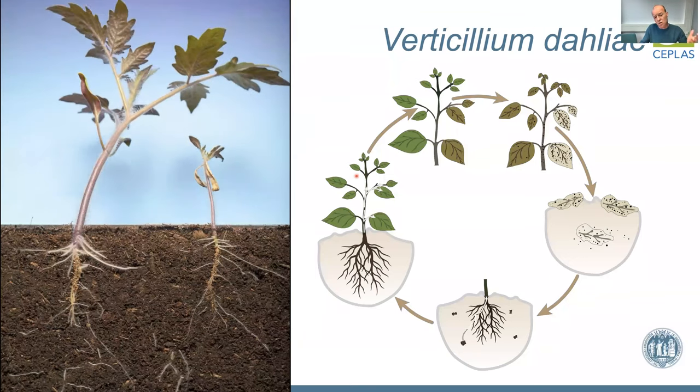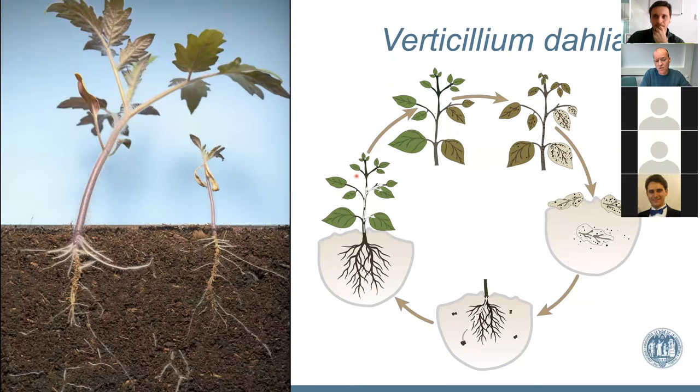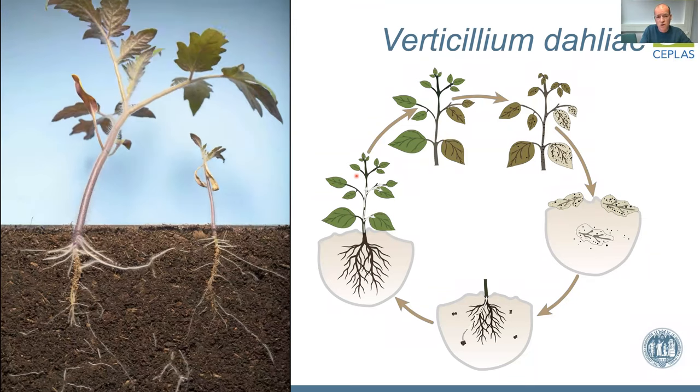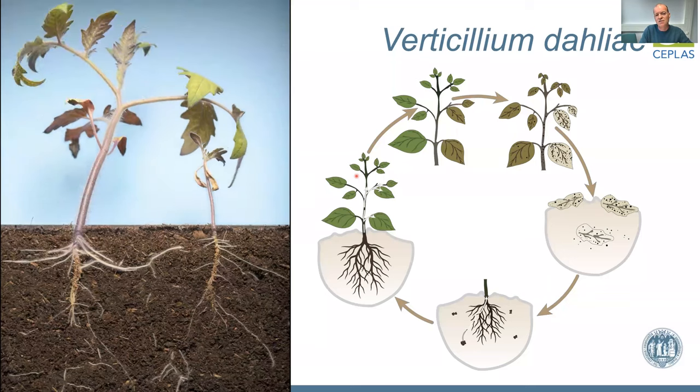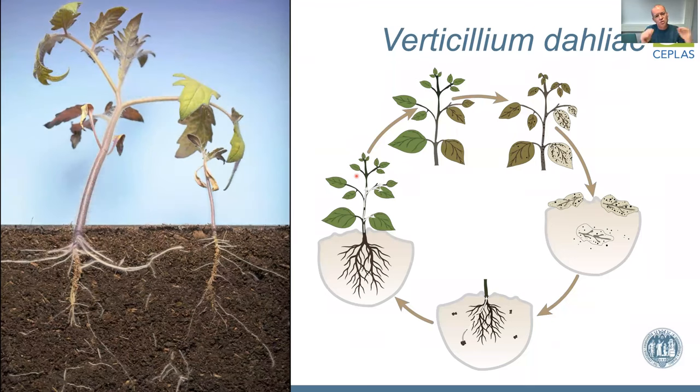So this is a consequence of two things. On the one hand, the fungus blocks the xylem vessels because it physically grows and spreads there. But at the same time, in a defense response, the plant tries to close down these xylem vessels in order to contain the fungus. And as a result of this combination, the development of the plant is significantly affected.